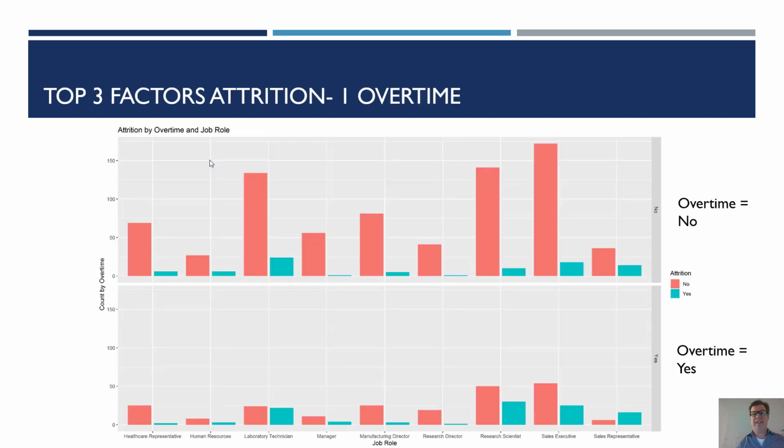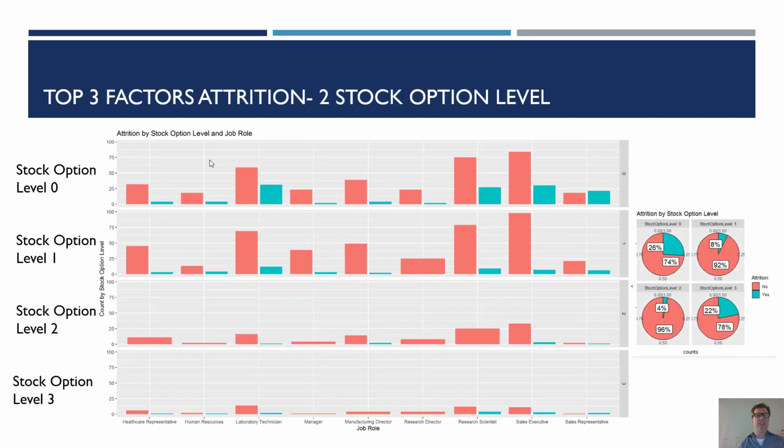In terms of factors that predict attrition, the overtime was probably the biggest factor. Not all employees have overtime, but those who do have a much higher attrition rate, particularly the laboratory technicians, research scientists, and sales executives and sales representatives in particular. If they were getting overtime, they have much higher attrition than their peers who weren't.